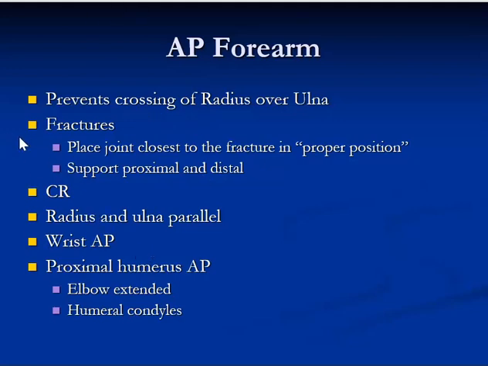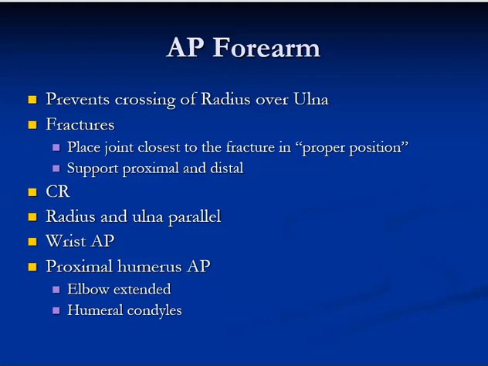In the event that you have a patient that you're pretty sure has a fracture, if they've got an obvious deformation of the anatomy, put the joint that's closest to the fracture in the proper position. So if it looks like the patient has a proximal forearm fracture, try to get it supinated the best you can, and try to get the elbow in a true AP projection, even if you can't get the hand supinated. On the distal end, try to get the hand supinated. So make sure that whenever you pick it up, you support it proximal and distal.